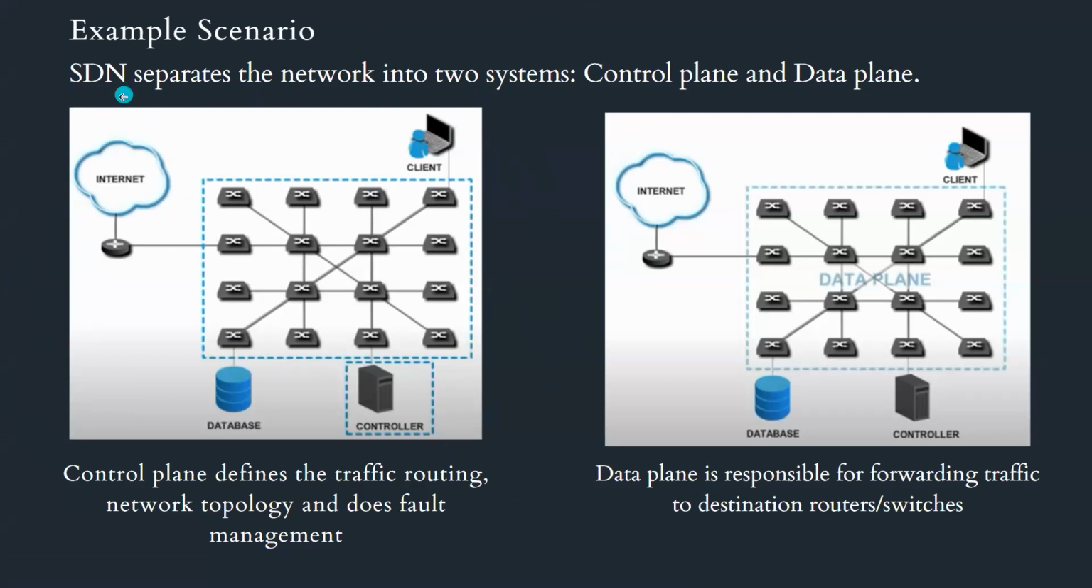In SDN technology, basically, the network will be divided or separated into two systems, the control plane and the data plane. The control plane will be handled by the controller. It will be like the code of the network. So it will know all the details regarding the network devices in the network. It will know the network topology and the situation, the condition of each device. Those things the controller will know.